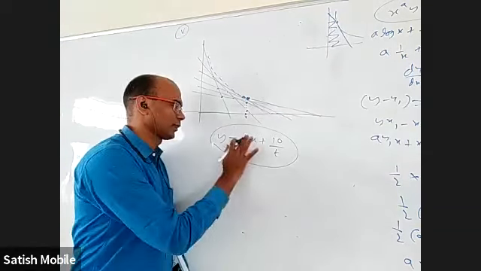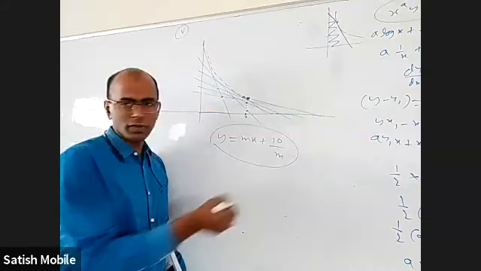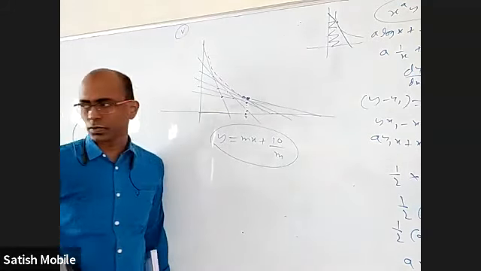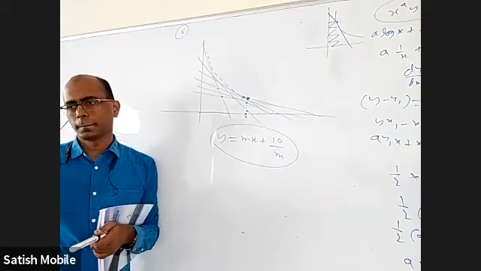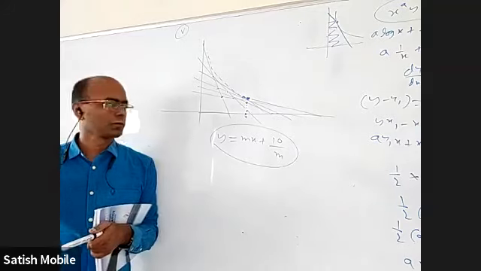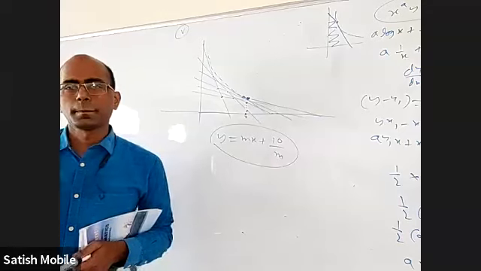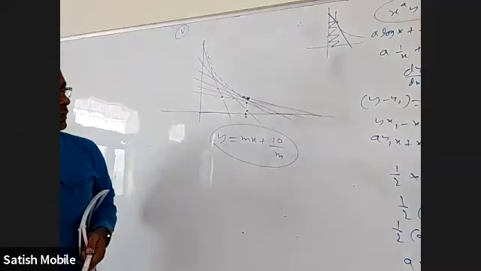Maybe I'll make it easier for you. In the place of t, I'll put m. As I change the m value, I'll get a lot of lines, but all the lines will touch one curve. What is that? Parabola. And what is the equation of the parabola? y square is equal to 40x. Yes, y square equal to 40x.